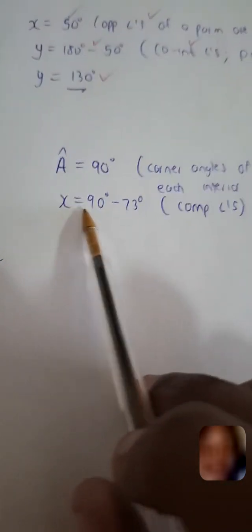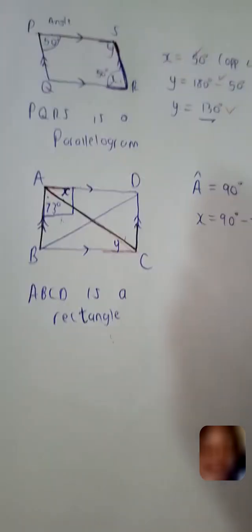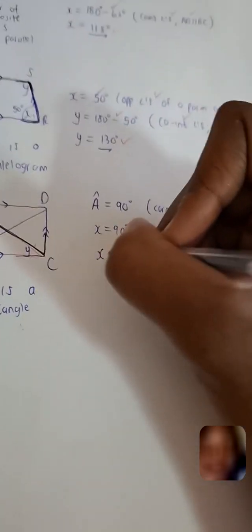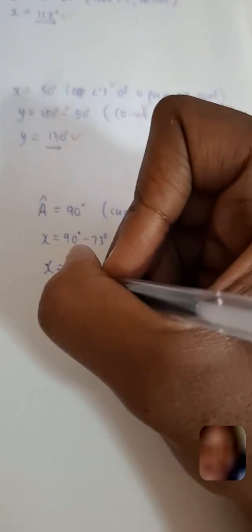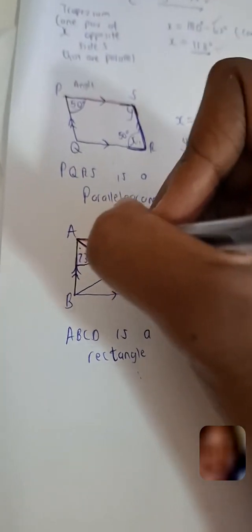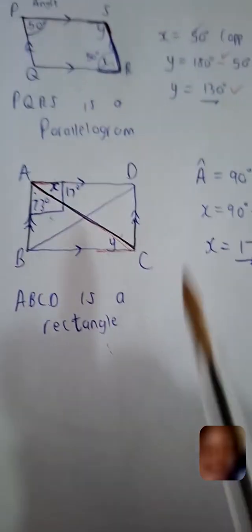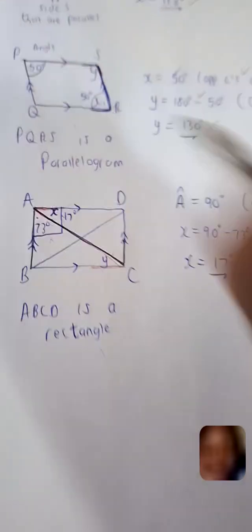Okay, so we say x is equal to 90 degrees minus 73 degrees. Very good, Kia. So what's the value of x then, Kia? What's 90 minus 73? 17. Awesome. Then I update my diagram. X is 17, Kia.